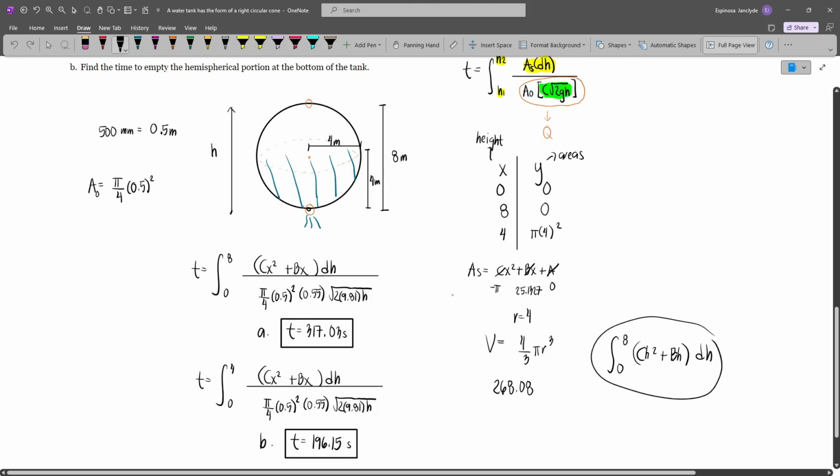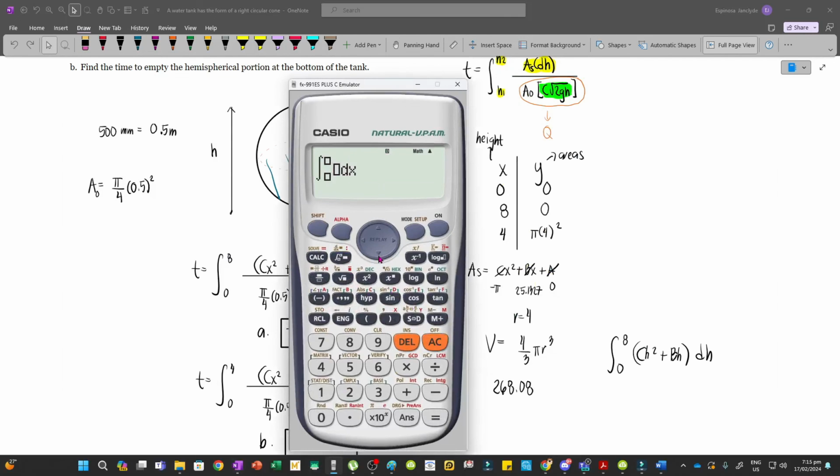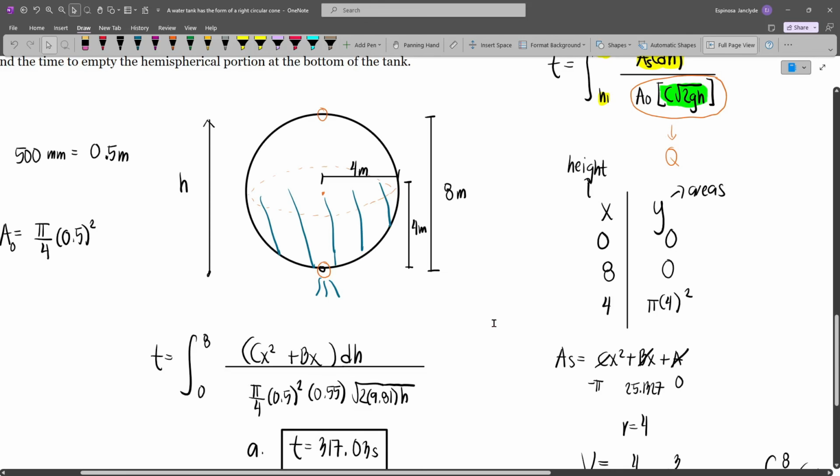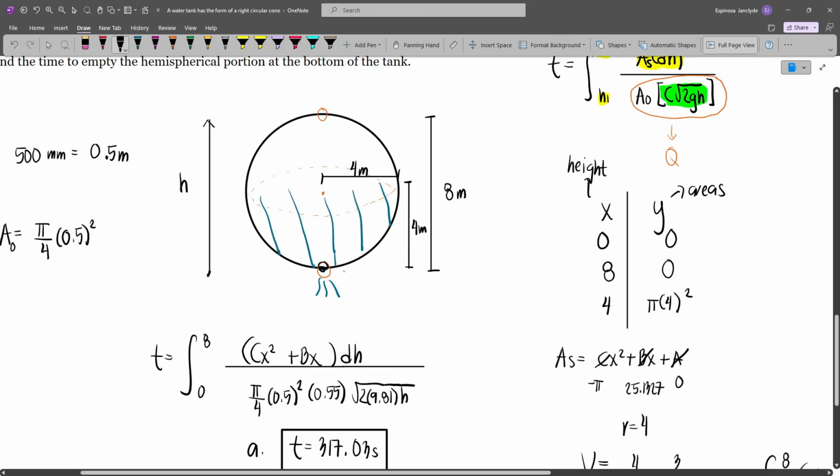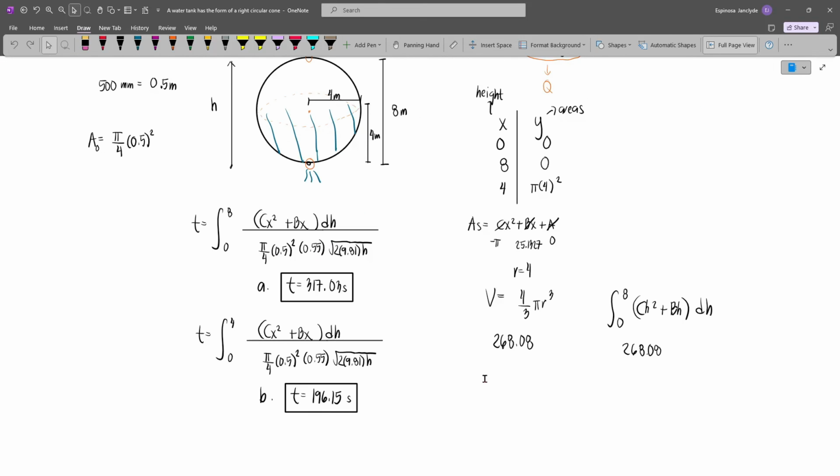Now, if ito yung gagamitin natin, we must get the same value. So we have the integral from 0 to 8, and then meron tayong cx squared plus bx. Now, notice na the same lang yung answer natin, which is 268.08. Now, yung reason that this works is because we were considering a differential strip kasi dito. And then, if we are to add the volume of all those strips, yung area ng lahat ng yan, multiplied by the differential height, makukuha natin yung volume. And so, yan lang mga Lodi.